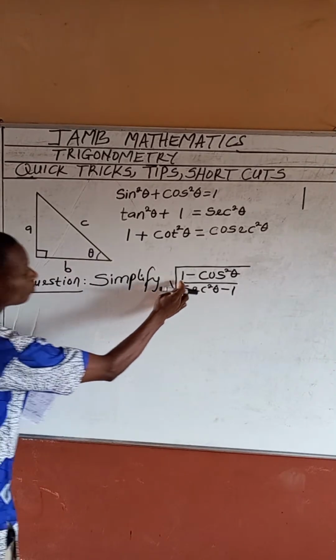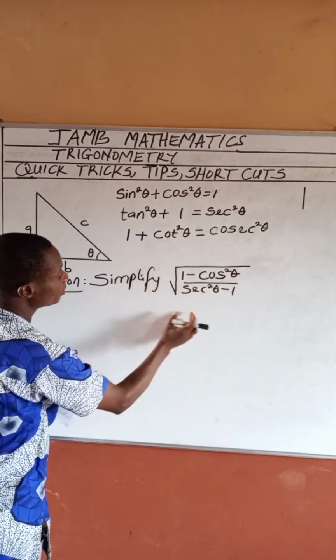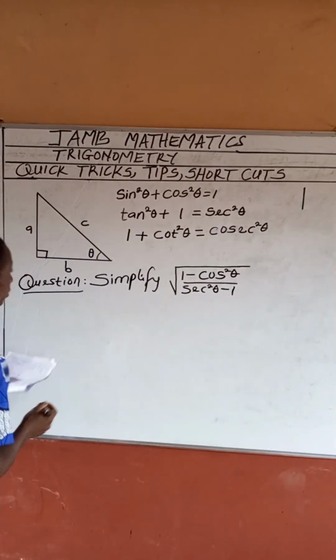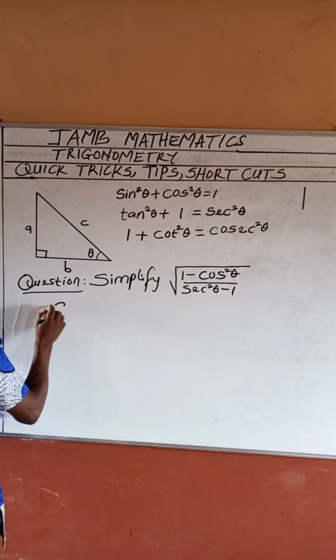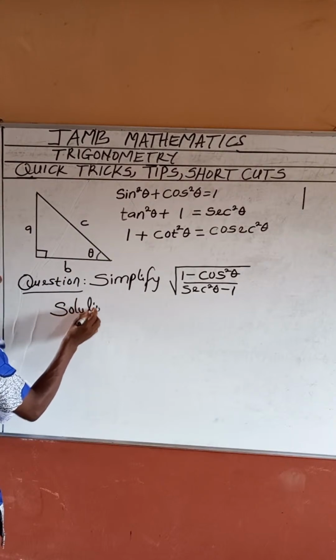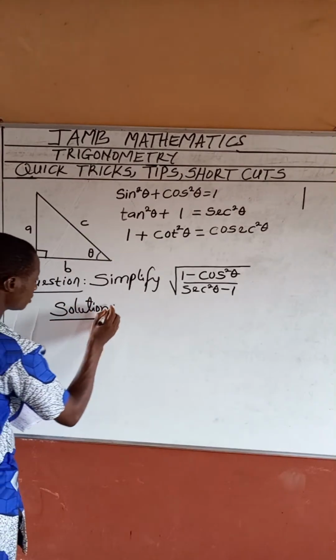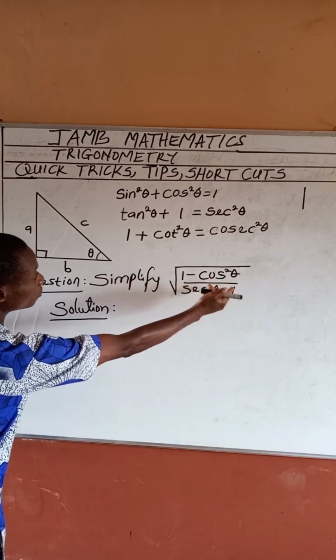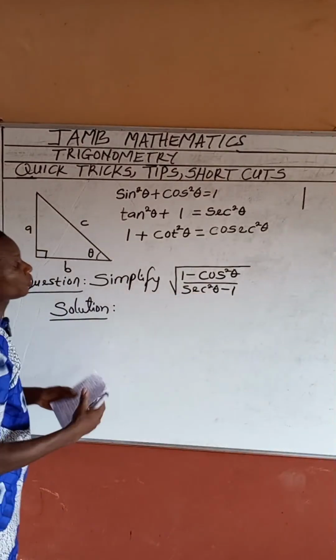This is 1 minus cos squared theta divided by sec squared theta minus 1. Now this is what we are going to do so that we don't waste time. All right, so let's take the solution immediately. Okay, now we have 1 minus cos squared theta and sec squared theta minus 1.